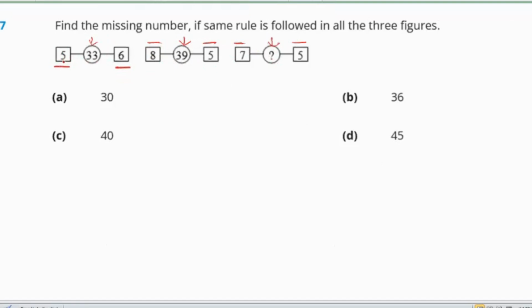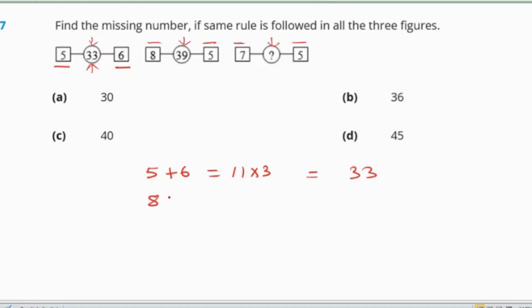When we add 5 and 6 together, we get 11. And the number given over here in the circle is 33. So what is the relation between them? If we multiply 11 by 3, we get 33. Correct? Same thing. Okay, let's try to apply it in the second term.